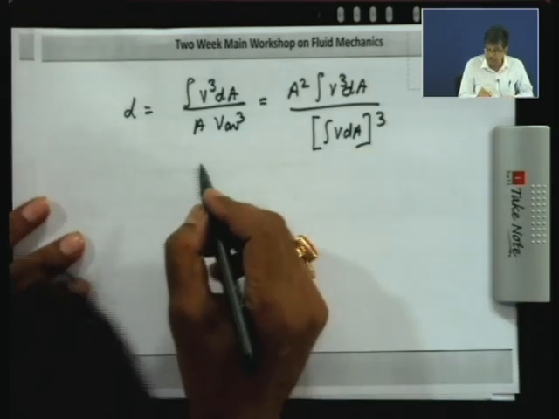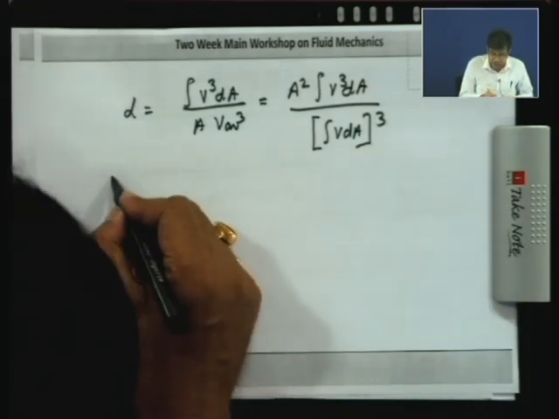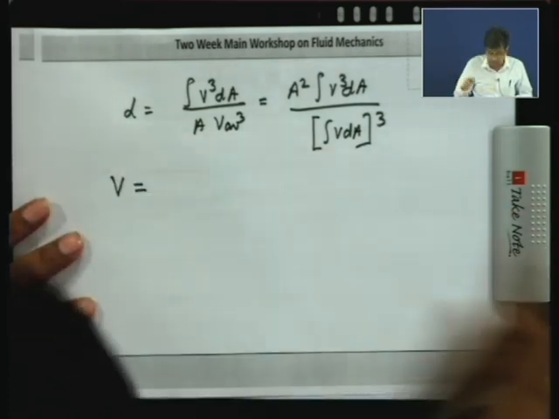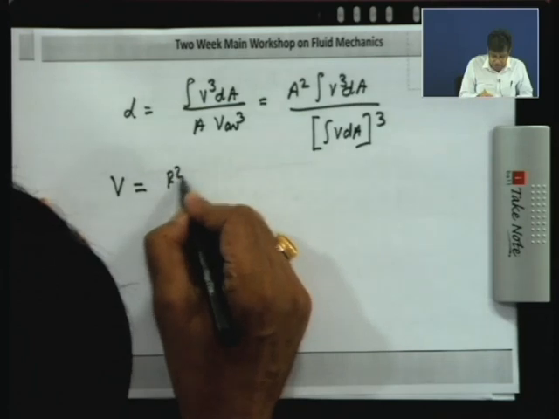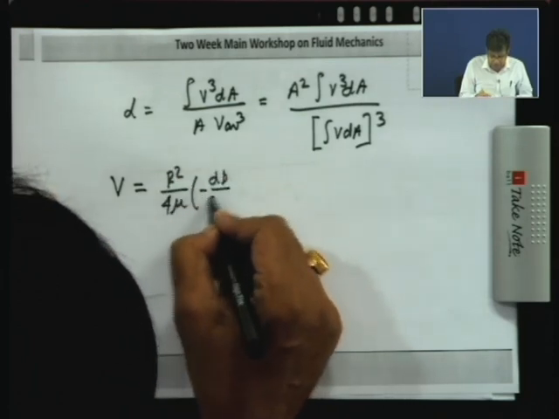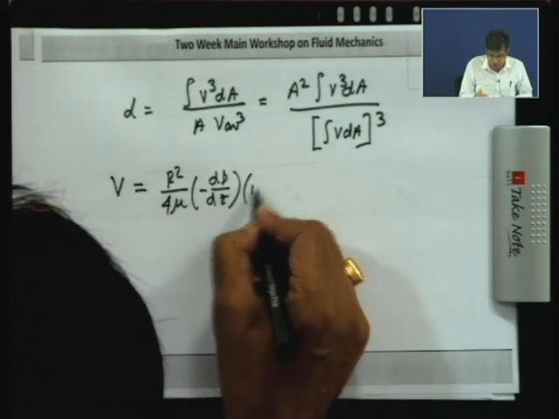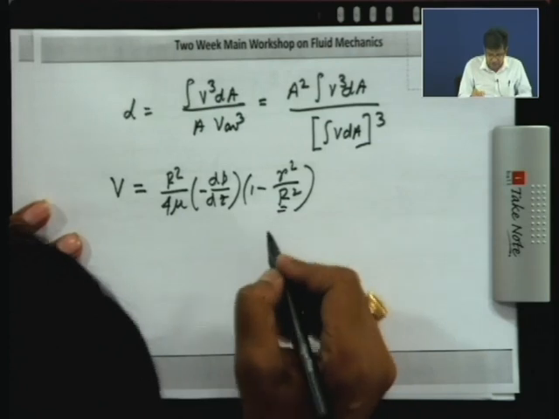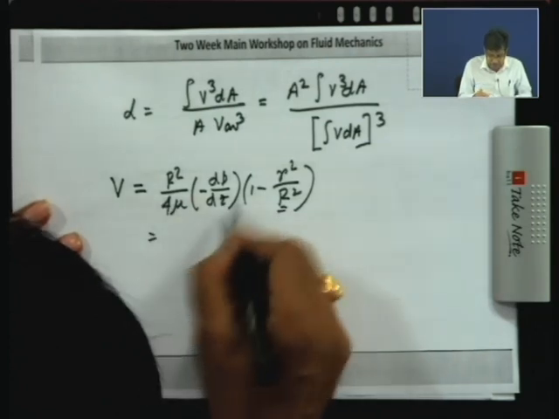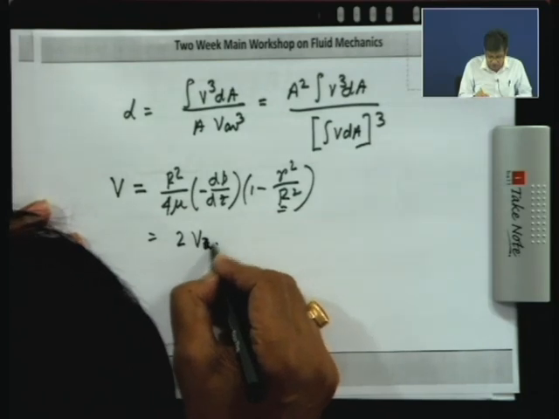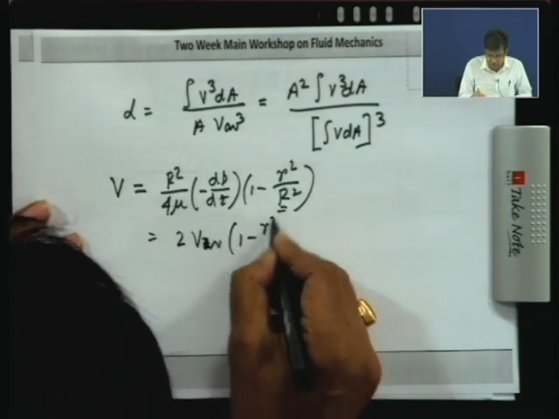Now, in a laminar flow, Hagen-Poiseuille flow, you know that the V distribution in the direction of flow is given as R square by 4 mu minus dP dz, where dz is the direction of flow, times 1 minus r square by R square, where r is the radial coordinate and R is the radius of the pipe. Or it can be written as twice the average velocity times 1 minus r square by R square.